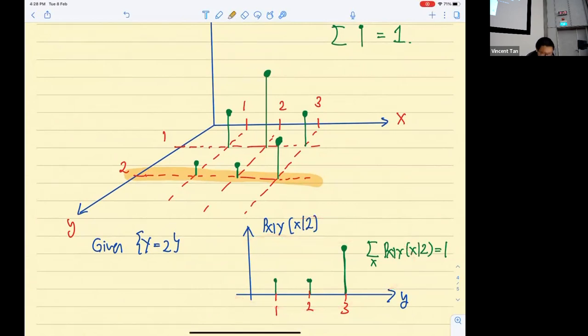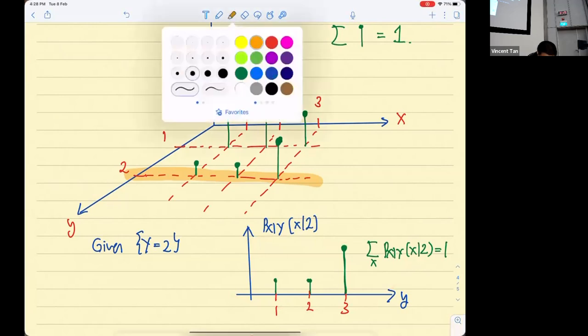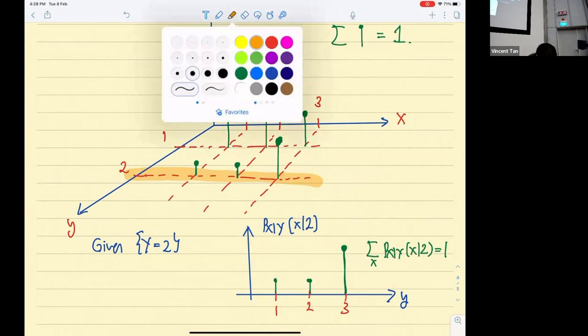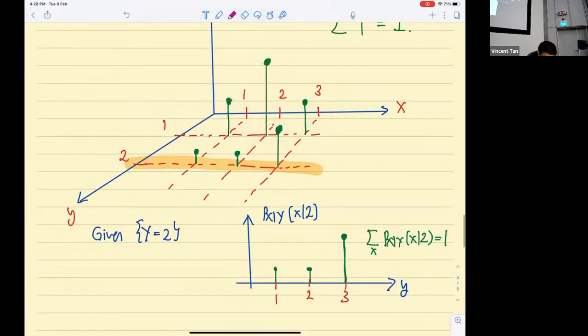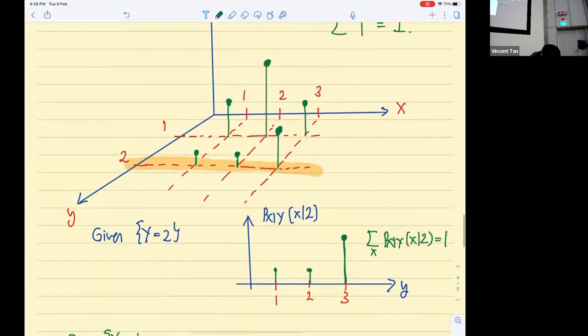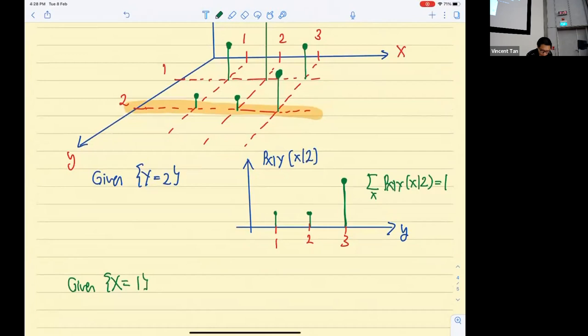Okay, now let's do another simple visualization. I still have time. Now we can actually look in the other direction as well. I'm running out of colors, but let me use this one. Suppose now we are given that X is equal to 1. Somehow, someone told me that in this random experiment, X is equal to 1. How does that bias my belief about Y?